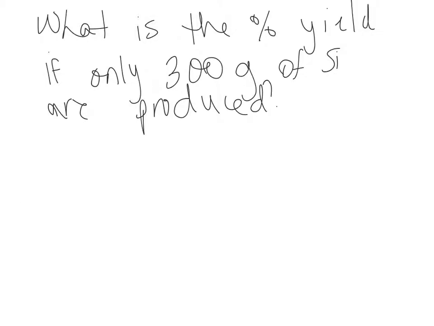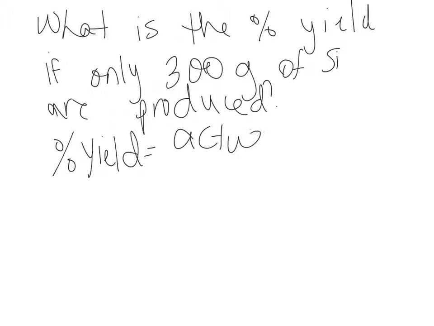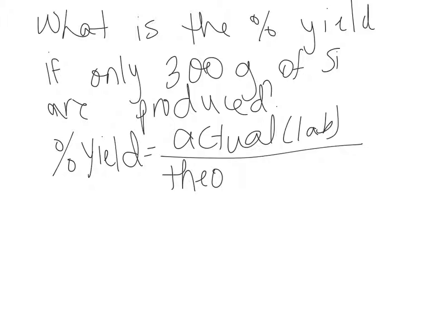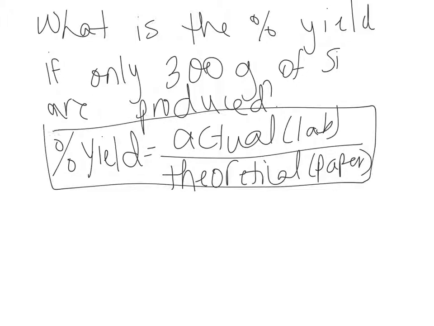Now that we've got our theoretical yield, we can do our percent yield. So for percent yield, our equation is our actual, so what you get in lab, over theoretical, which is on paper. So this is our equation, so let's look at our problem.